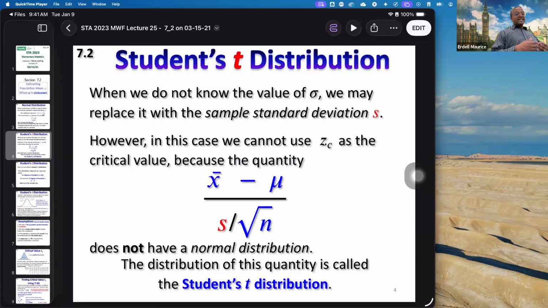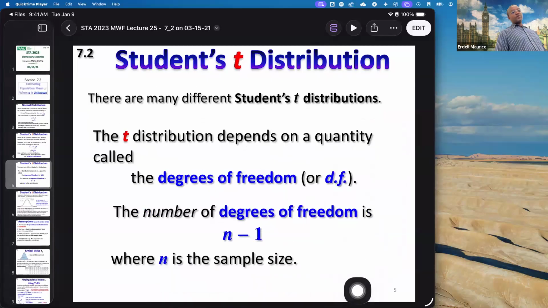Yes? The student's T distribution, the key thing right here is that it uses the sample standard deviation to replace sigma. Because sigma is not known, instead, we use the standard deviation of the sample itself for an estimate of sigma. Because of this, we use this instead, but this right here is not a normal distribution. It is called the student T's distribution. So what does that mean for us? To run the student T's distribution, we need a key number, a number called your degrees of freedom.